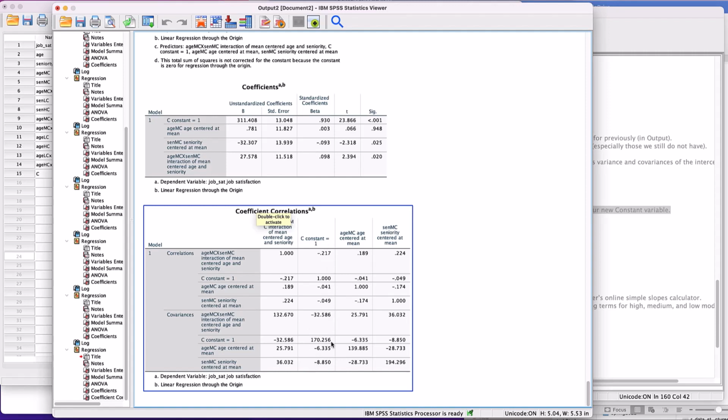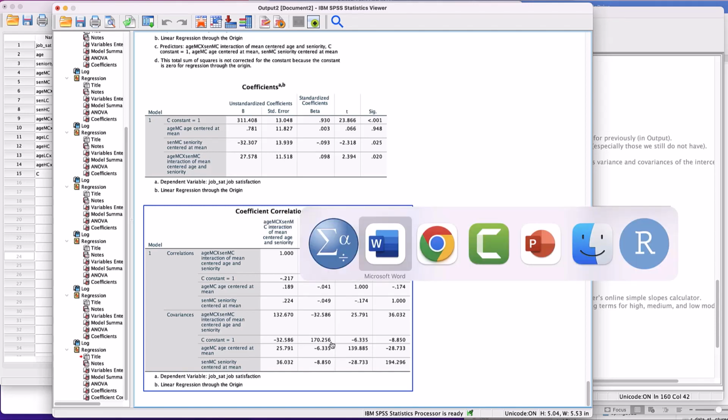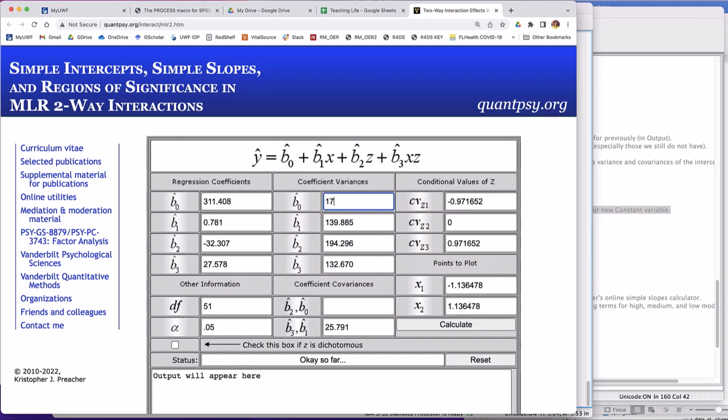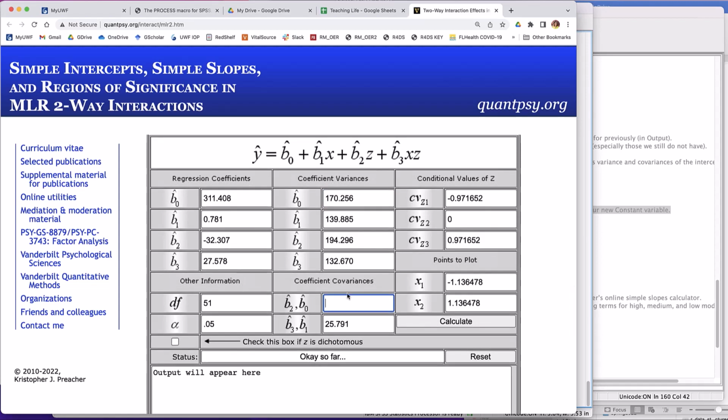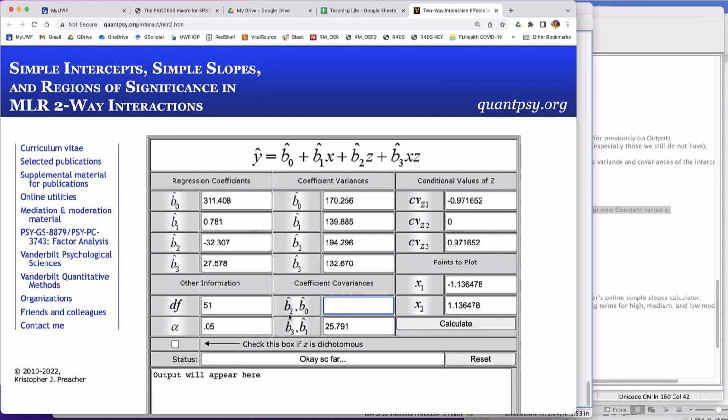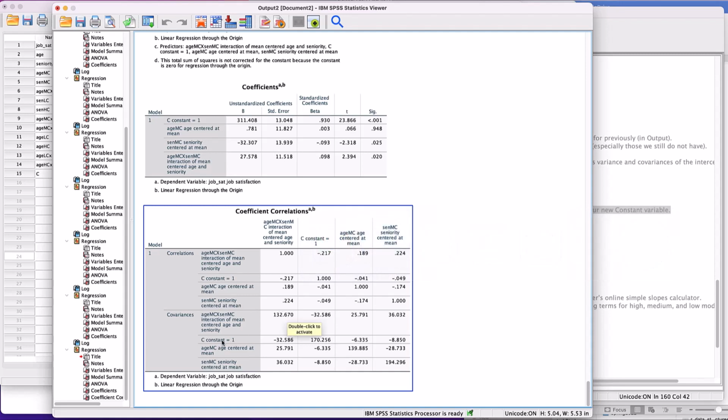170.256. So I'm going to get my 170.256. That's this guy. 170.256. That's my variance of the y-intercept B sub 0. But now I want the covariance between the intercept and seniority, B sub 2. So where do I find that? I want the constant, B sub 0, and seniority. Right there. Negative 8.850.